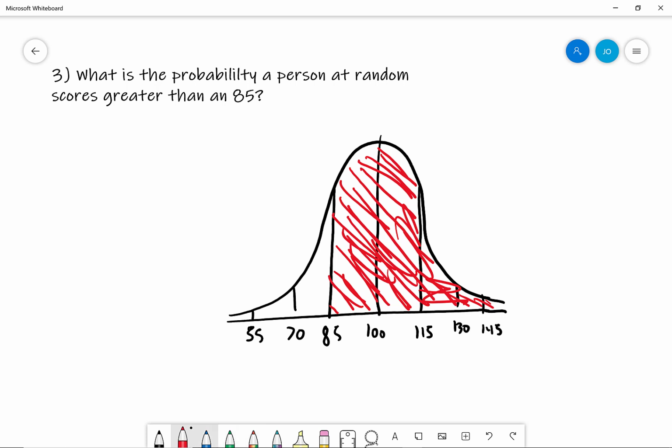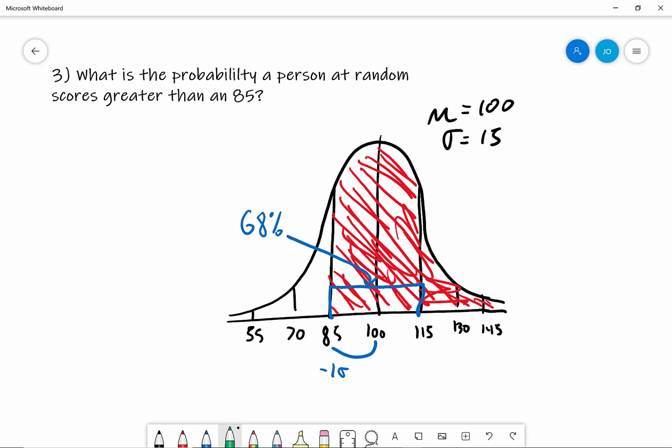And so if we look at 85, maybe write the mean and standard deviation here. 85 is one standard deviation away. And we know within one standard deviation is 68% of observations. Well, what's left? Because what we just found is this inside area. Right? We just found this inside stuff. We still have this area to figure out.